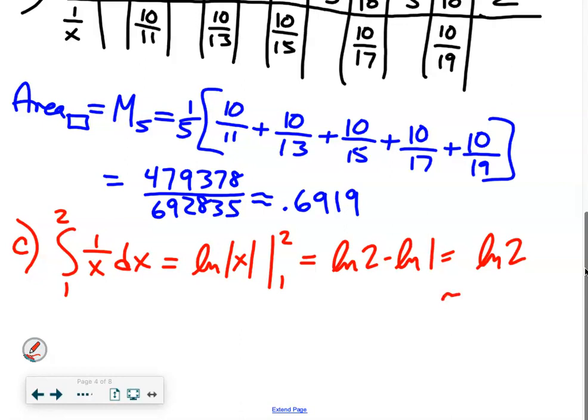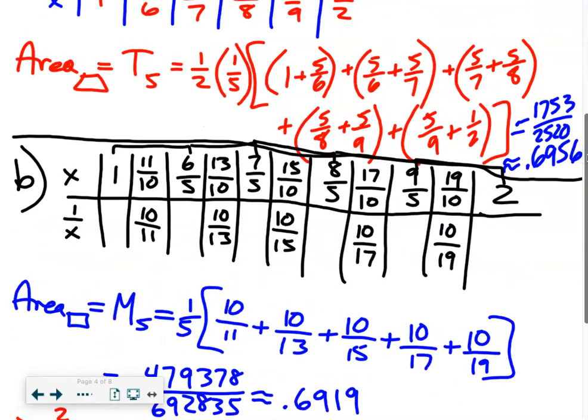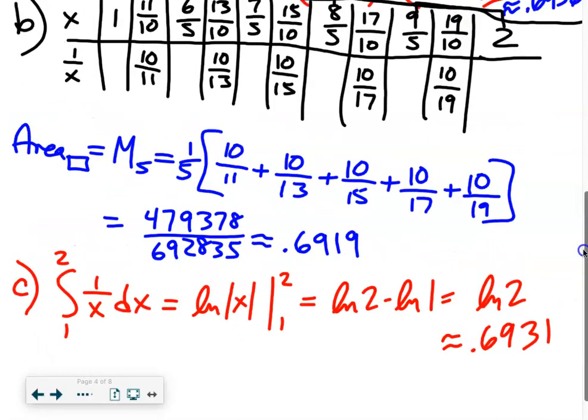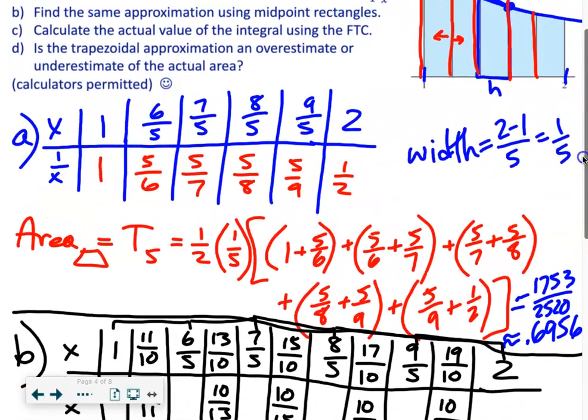All right, just so you know. Hey, quick question. This was 0.691. This was 0.695. What do you think the exact area was? 0.693. It is 0.693. I think it's 0.6931. All right. So that's your exact.